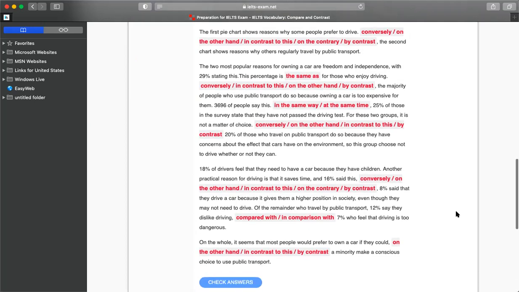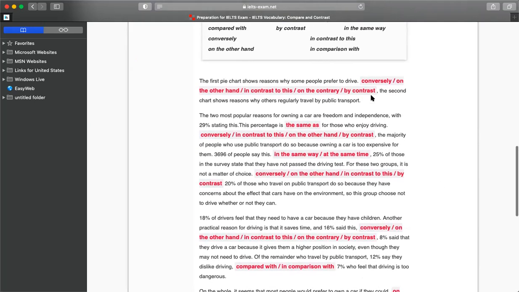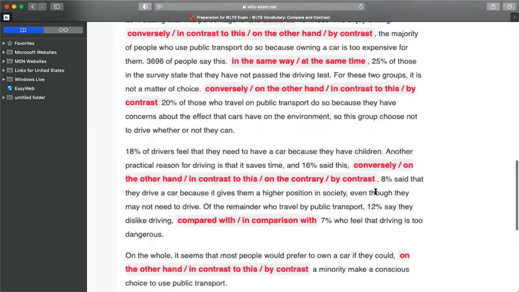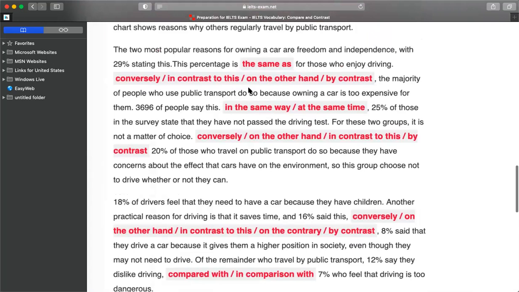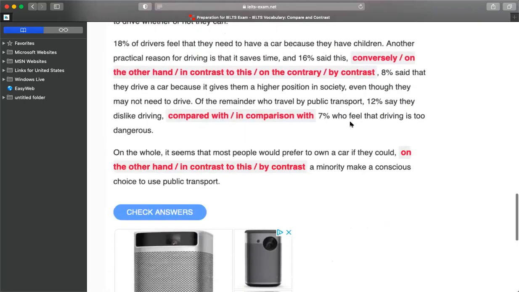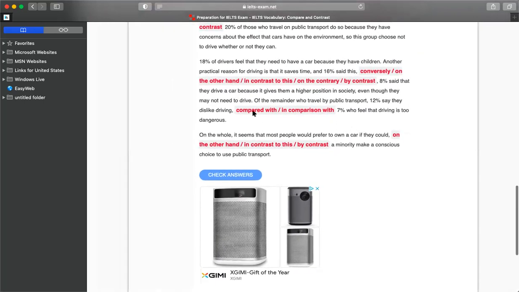So make sure that you have a variety of those by knowing many of these words which have the exact same meaning. If I say conversely, or on the other hand, or in contrast to, or on the contrary, or by contrast, they all have the same meaning. You can use them to express a contrast idea. For a comparing idea, you can use in the same way, at the same time, even in conversation. So you need to learn these expressions: compared with to show the comparison, in comparison with to avoid repetition.